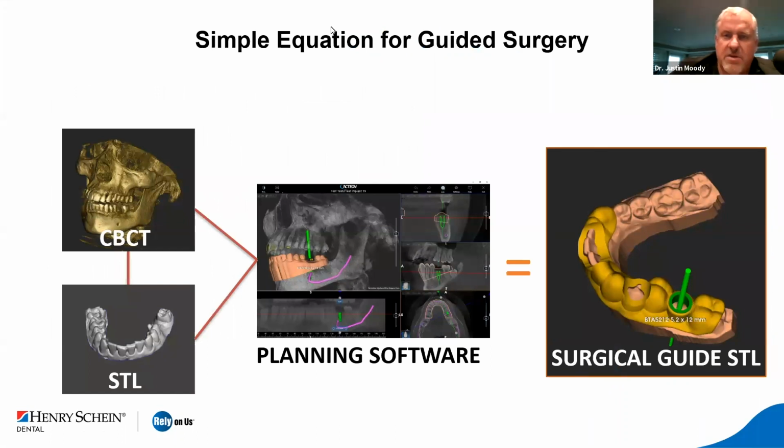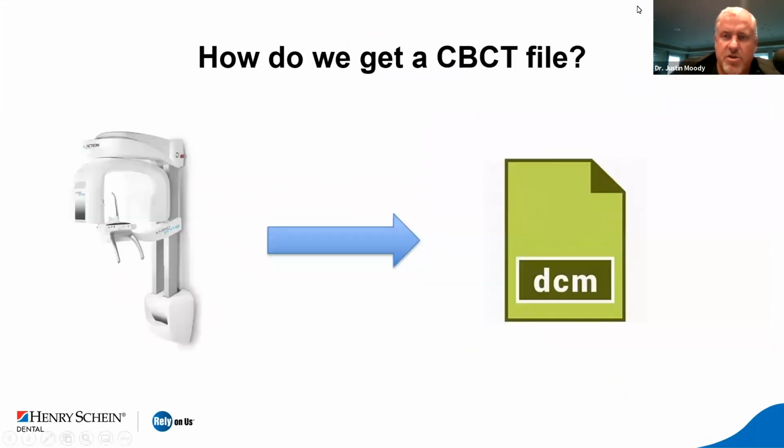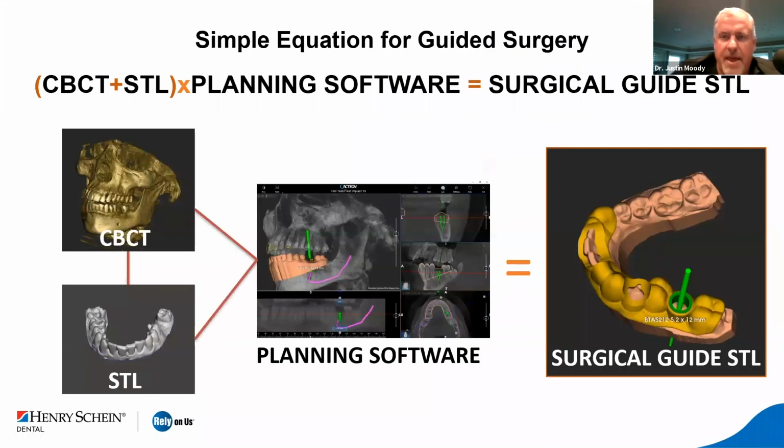So if we think about the surgical guide, it's a simple equation to get to guided surgery. You need two things to get there. You need a ConeBeam CT. You're going to need the slices and a volume rendering that ConeBeam CT offers.